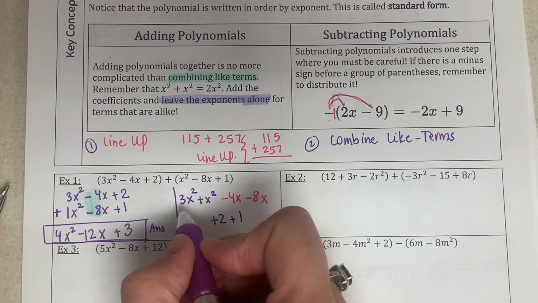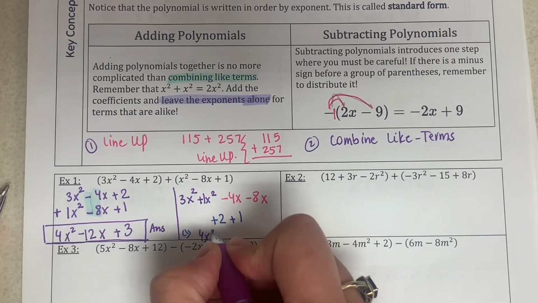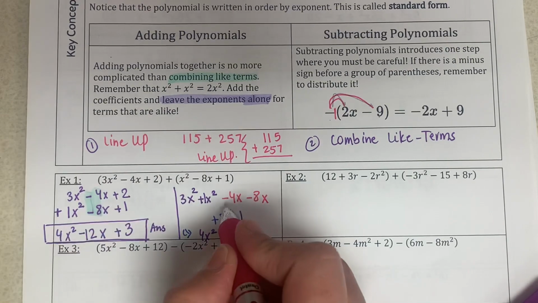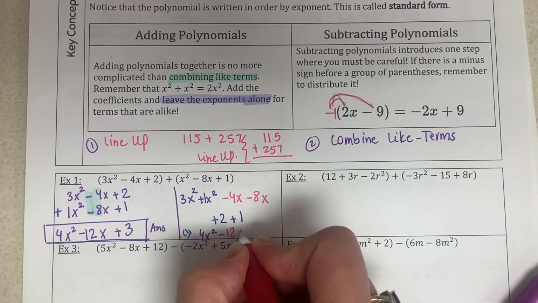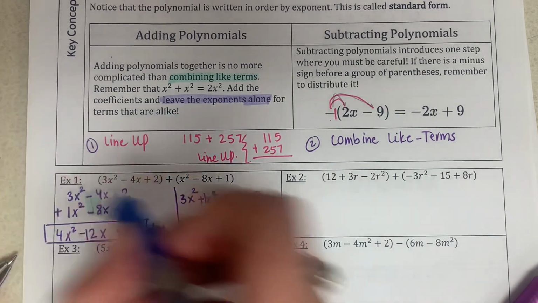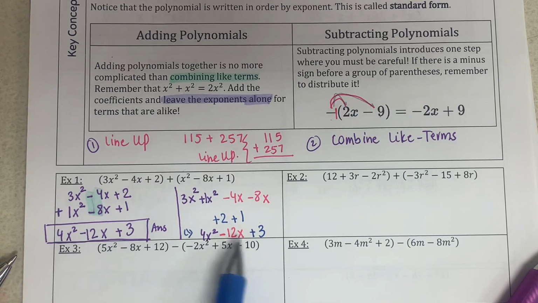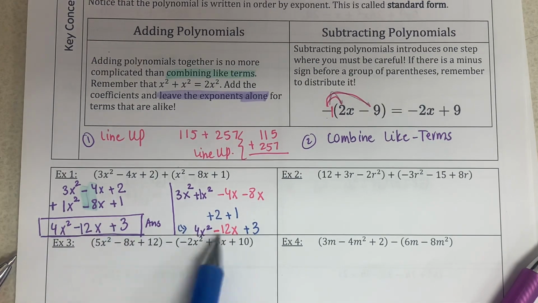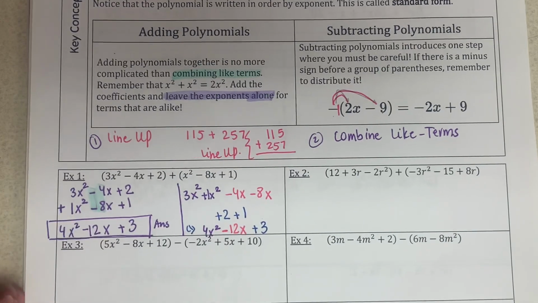Let's just solve them. So 3x squared plus 1x squared is 4x squared. Minus 4x, negative 8x is minus 12x. And then plus 2 plus 1 is a 3. Your final answer is still the same. So you can pick and choose which method you want to use and then have the answer. So this one was addition. Addition is super easy. Well, subtraction is also very easy.